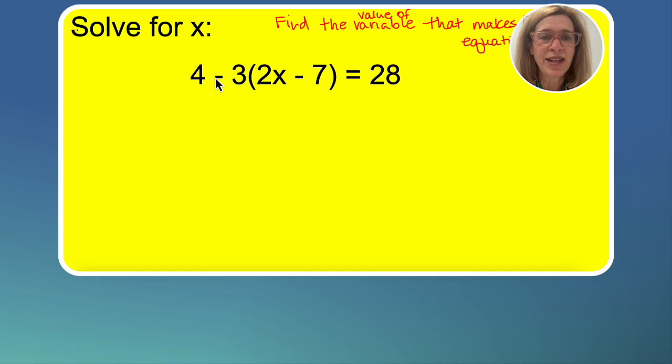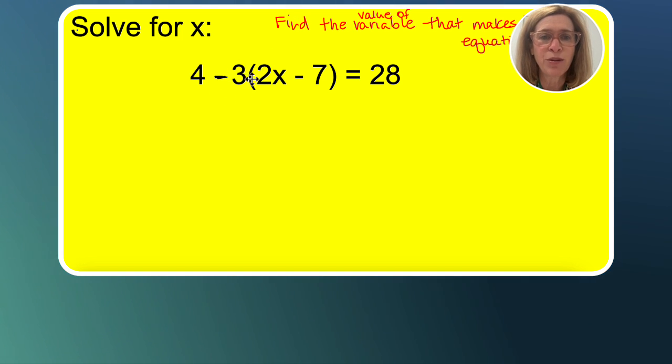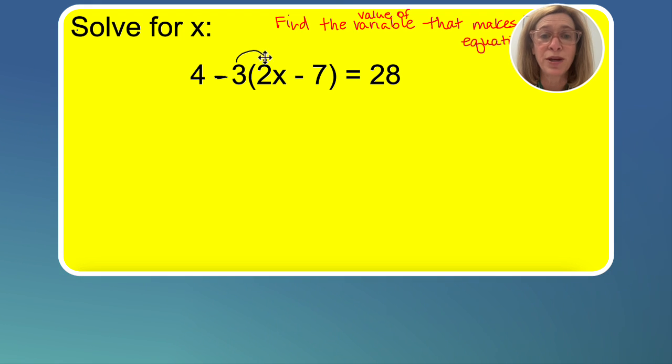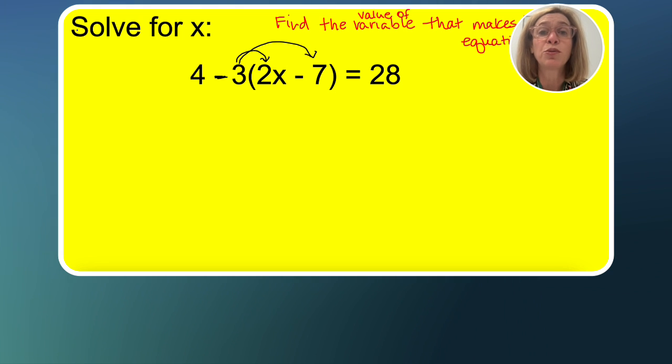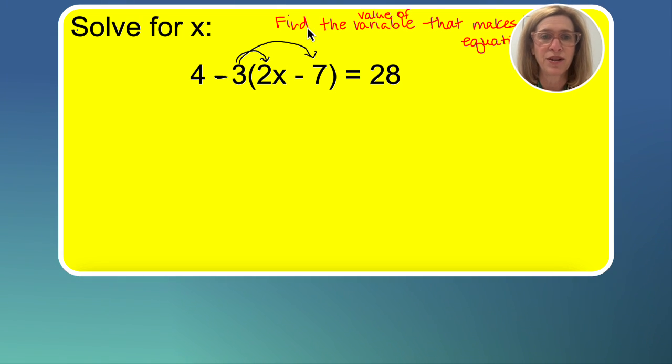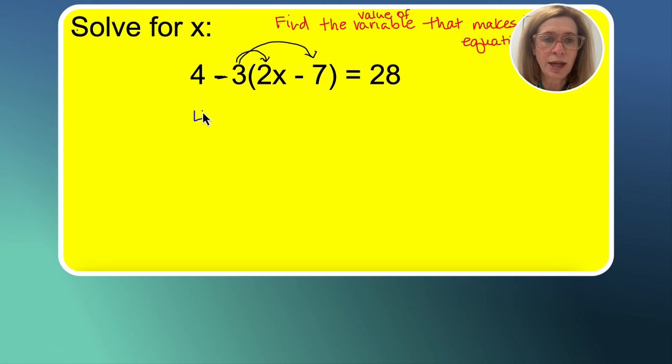So I see that we have a -3 in front of the parentheses. We're going to distribute it through to every part of the expression inside the parentheses, which means we're going to multiply it to everything inside the parentheses. So I'm going to bring down my 4. -3 times 2x would give me -6x.